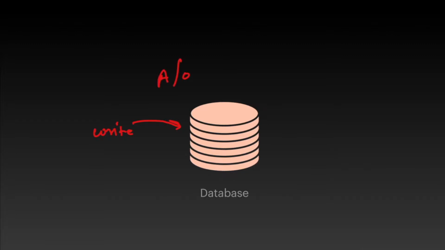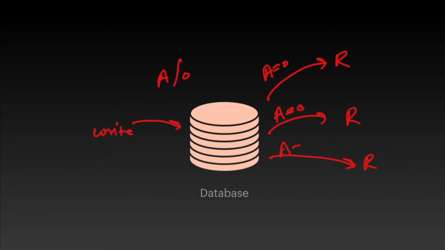Suppose we have written the value of record A is equal to 0, and there are multiple readers of this database which are reading the records from this existing database. If all these readers try to fetch the value of record A, and suppose all of them are getting A is equal to 0, we can see that there is a consistency in the write and read operation.